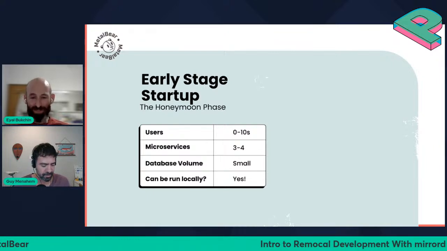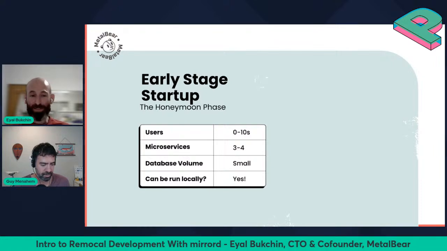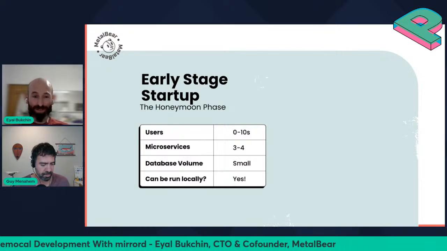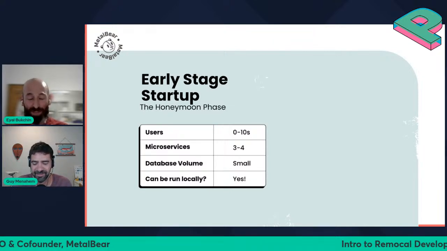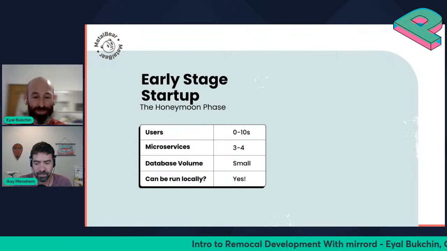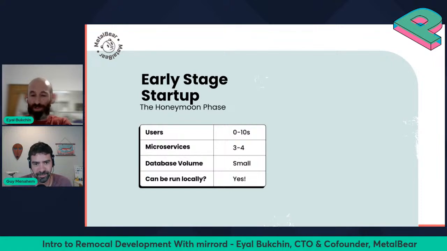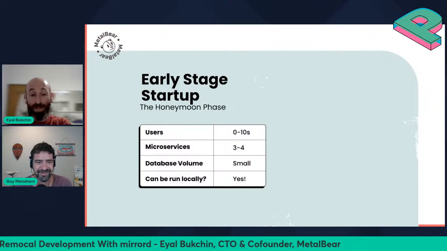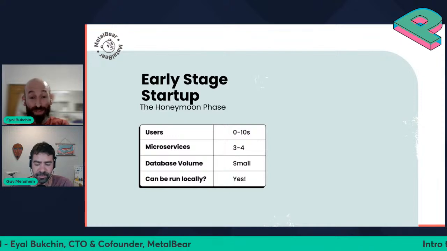Let's talk about mirrord and the problem that it tries to solve. This is a problem that really any cloud startup faces at some point. I think the best way to illustrate it is through the maturity process of a startup. At the early stage, when you're small, you don't have a lot of users, you don't have a lot of microservices, you have a small database, and everything can be run locally.